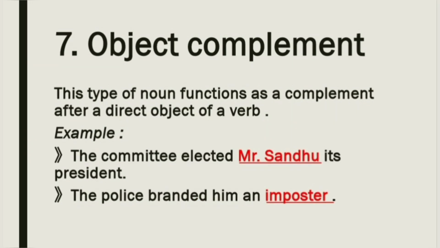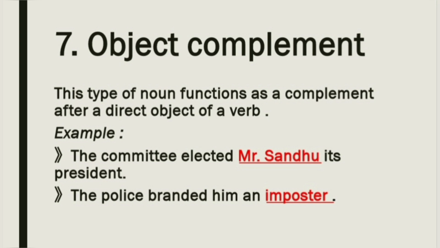Next is object complement. This type of noun functions as a complement after the direct object of the verb. So it comes after the first verb in the sentence. If you see these examples, the committee elected Sandhu its president. So basically there are two objects here, Mr. Sandhu and president as well, but it comes after the direct object. So the verb is elected and it is just coming after elected, which becomes the direct object of the verb. So Mr. Sandhu is the direct object of the verb elected.